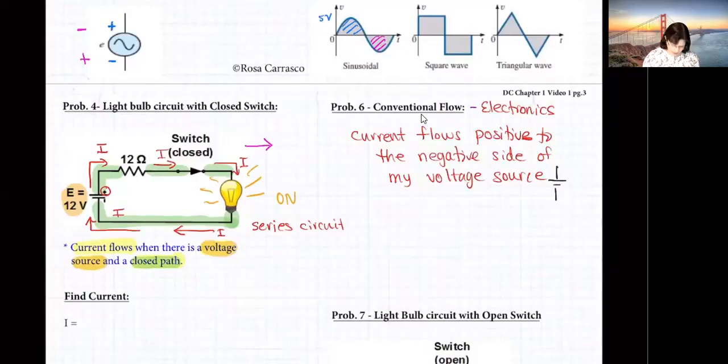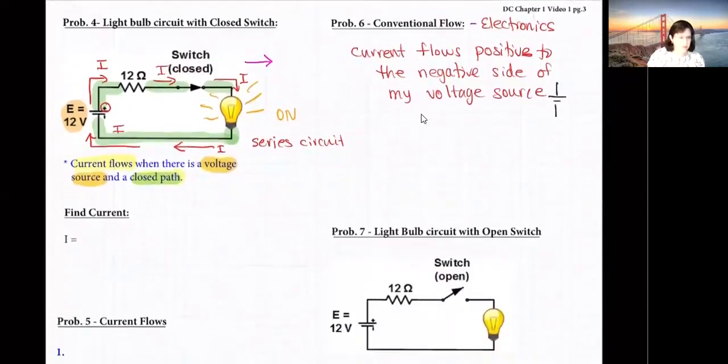Okay, so now we're going to do our first problem. We're going to find current in this picture right here. So we're going to find I, and we need to know what's given. Given, we have E equal to 12 volts. We have a resistor R equal to 12 ohms. We're going to pretend that this light bulb doesn't have anything. That's not true, but we're just going to pretend that.